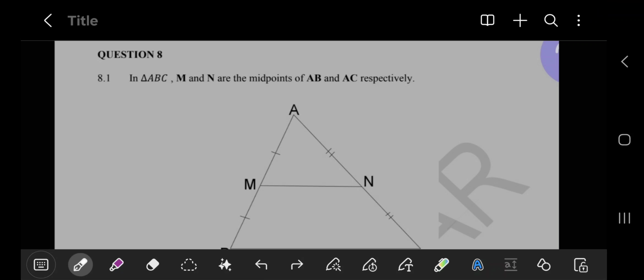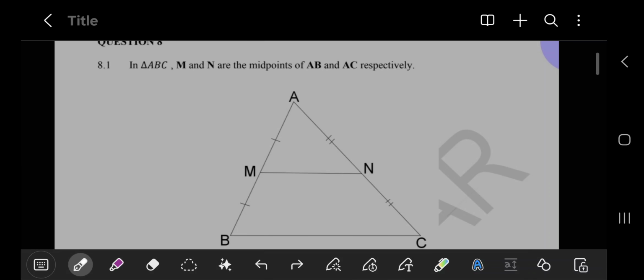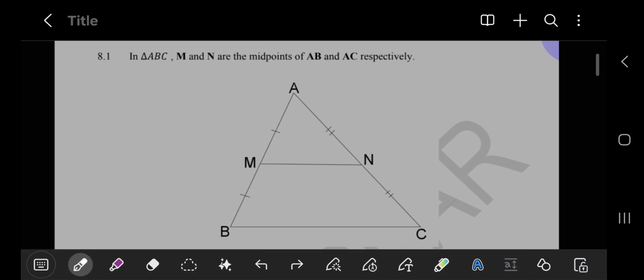For our second practice problem, we've got a question that says in triangle ABC, M and N are the midpoints of AB and AC respectively. Now we can clearly see that on the left hand side where we have AB, M is the midpoint. We can see that AM and MB are equal to each other. And on the right hand side, N is the midpoint of AC. Here you guys can clearly see that AN and NC are equal to each other.